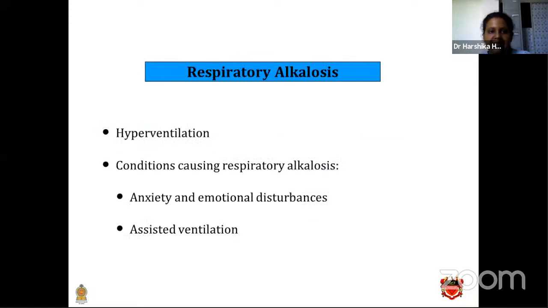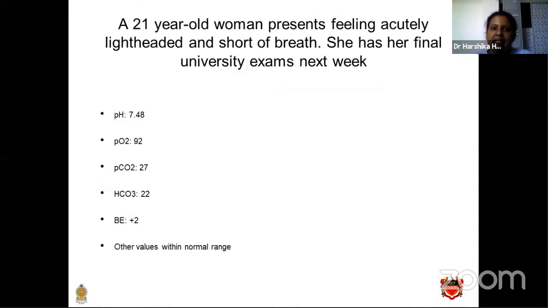Similarly, if the patient hyperventilates, if the respiratory rate is higher than the normal range, the carbon dioxide is washed off from the body. There are certain situations, like in young females, especially with some anxiety disorders and emotional disturbances, where they hyperventilate, washing off their carbon dioxide, which will cause a respiratory alkalosis. So let's look at this example.